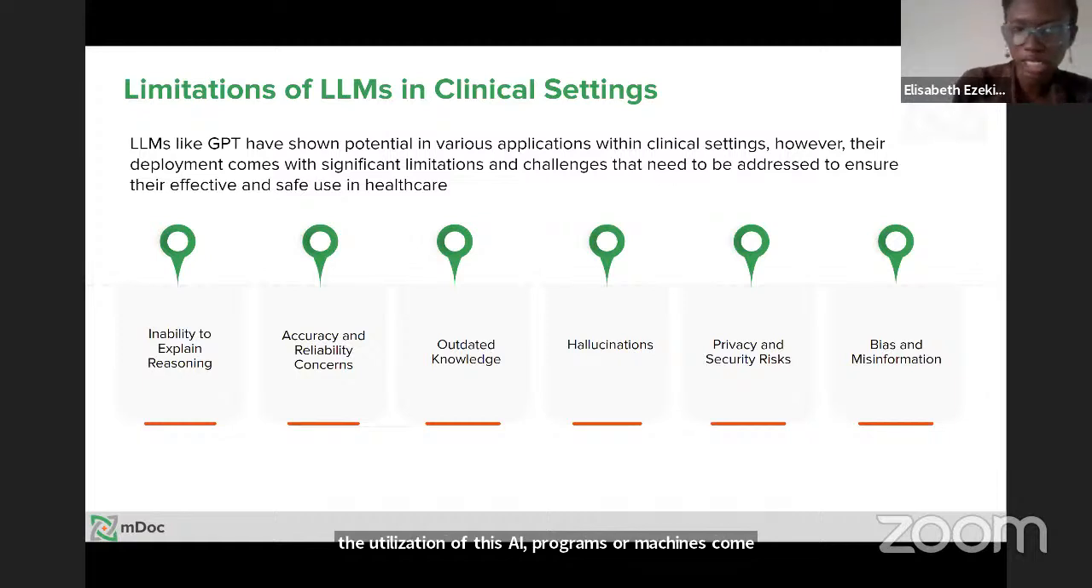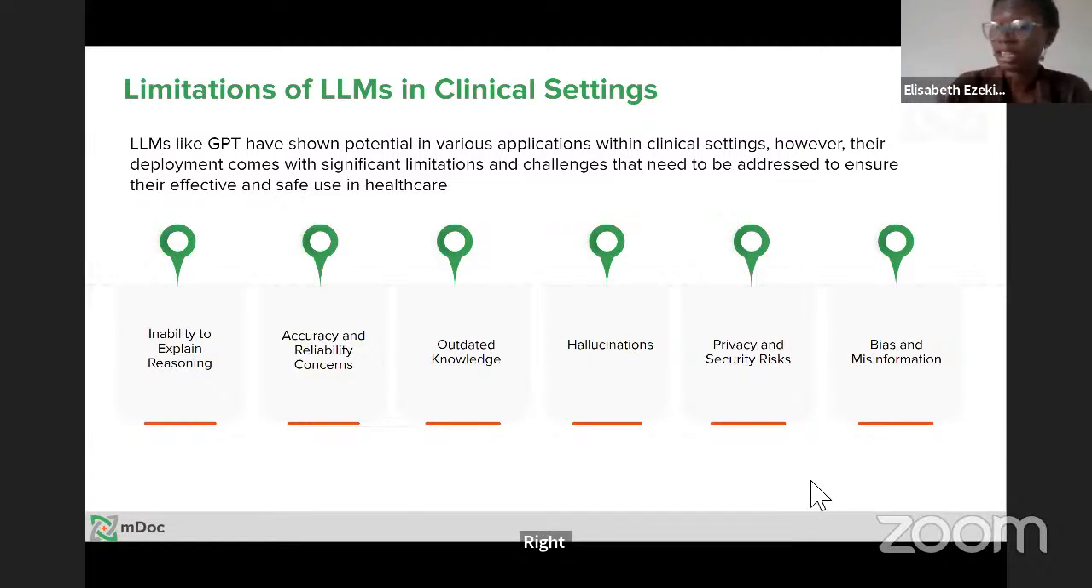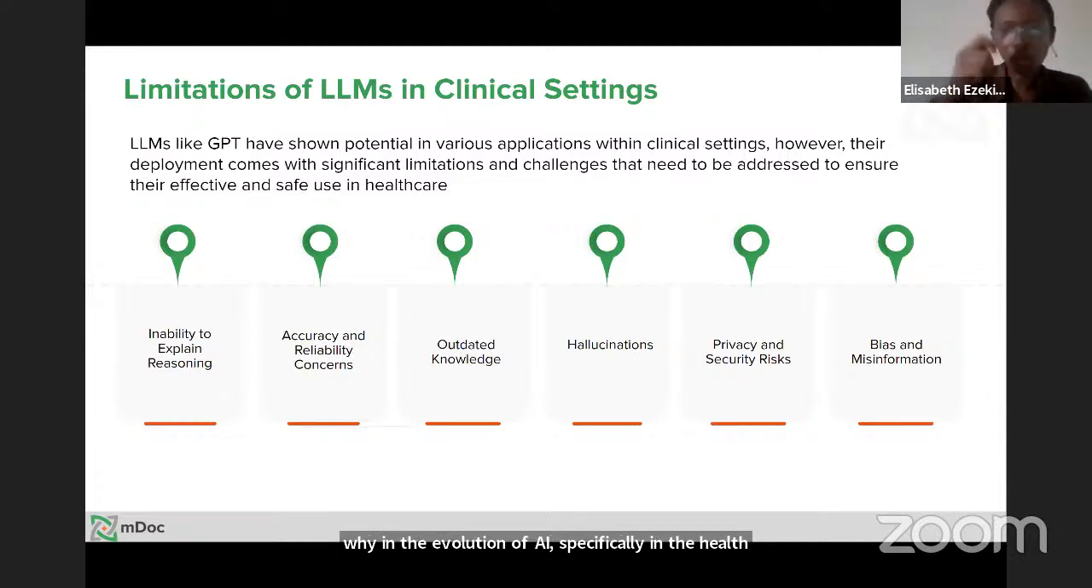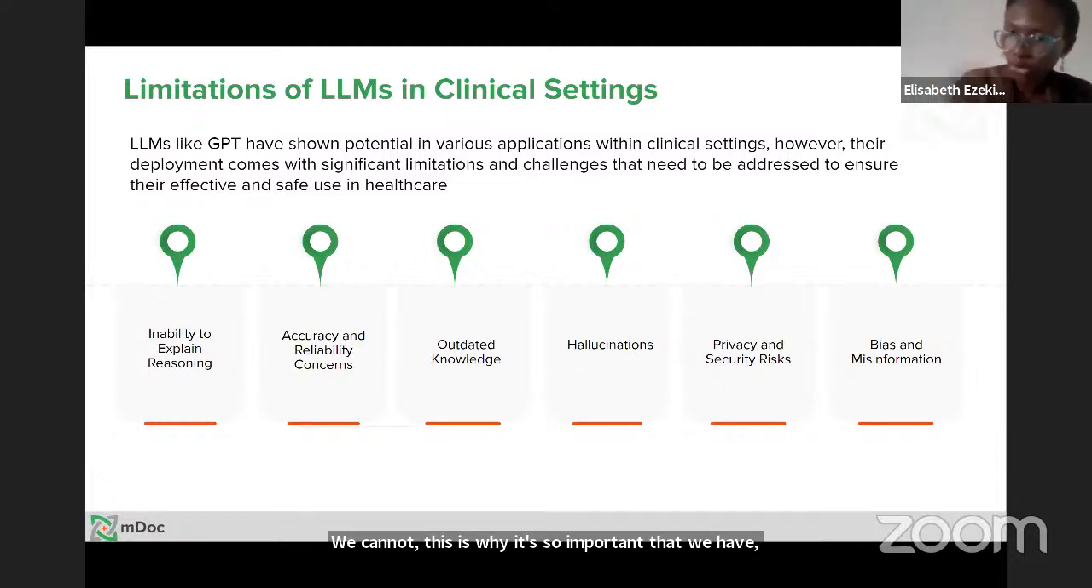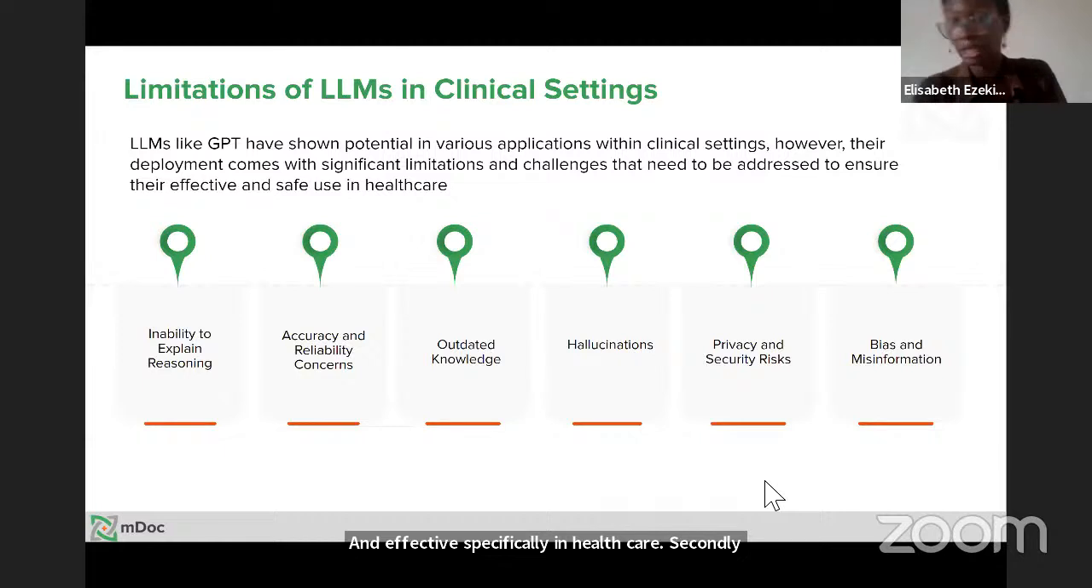So the first is inability to explain reasoning. There are times in your use of an LLM or a training model that it will generate responses that are not very transparent in how it came to that conclusion, right? So this is something to watch out for. And this is why in the evolution of AI, specifically in the healthcare space, human input is very critical. This is why it's so important that we have the understanding, so we are able to exercise that governance, that control, those systems, those regulatory mechanisms over ensuring that the use of AI is safe and effective, specifically in healthcare. Secondly, accuracy and reliability concerns, very related to the first point.